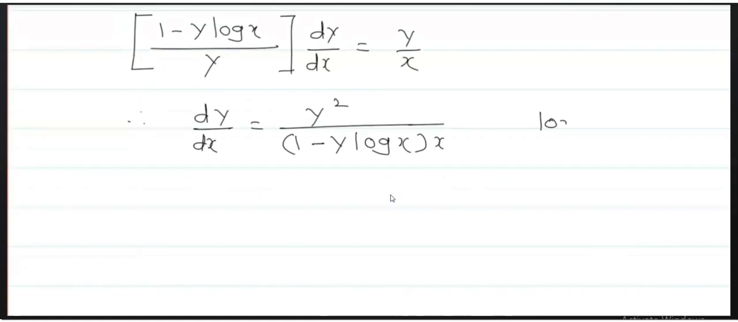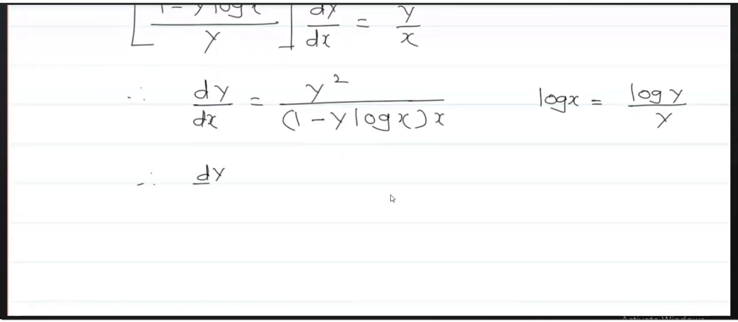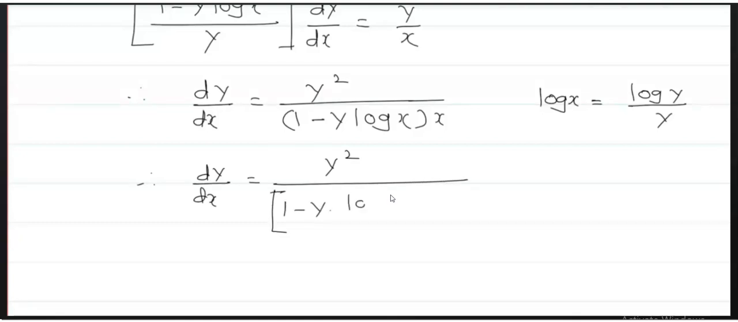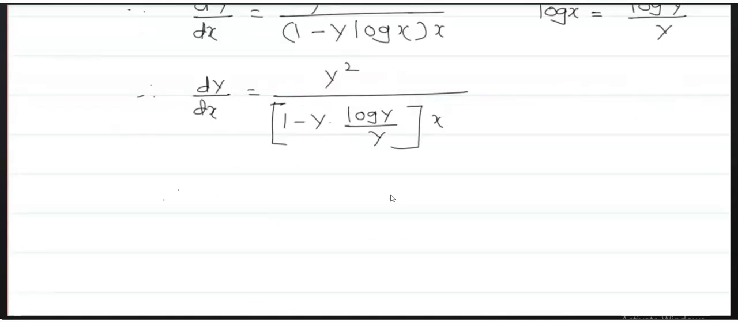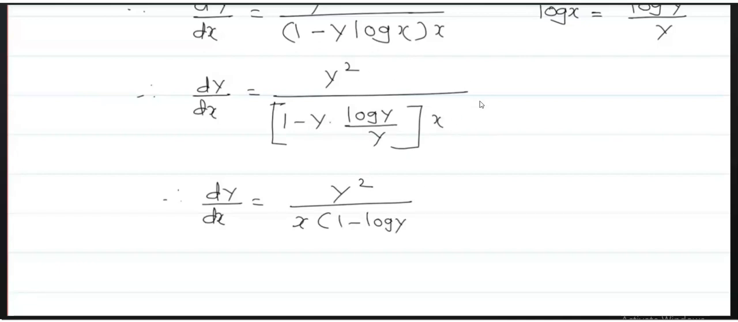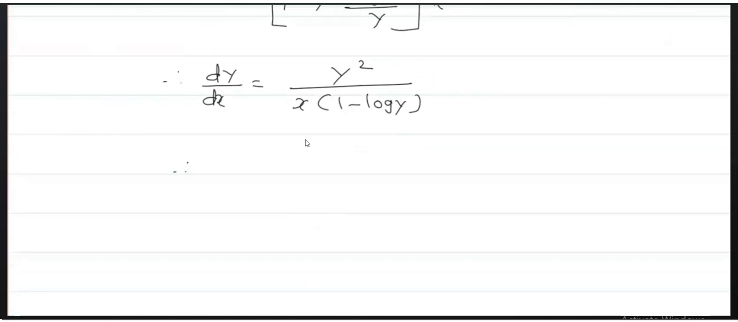Now the value of log of x is log of y upon y. If we substitute the value, therefore you will get y square upon 1 minus y into log of y upon y, bracket complete, into x, and simplify this. You will get y square upon x into bracket 1 minus log y.